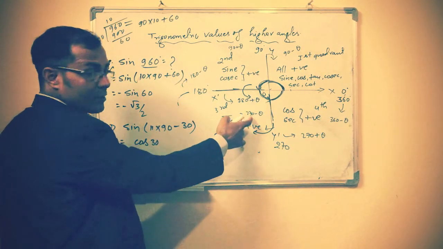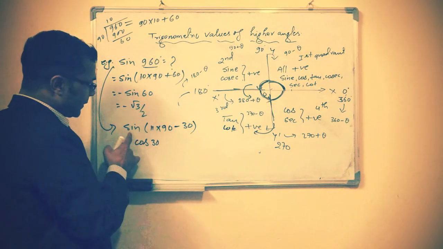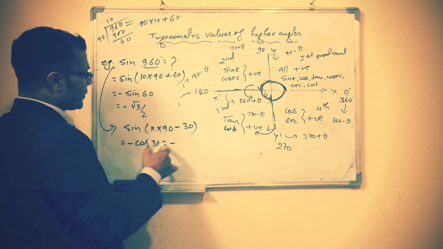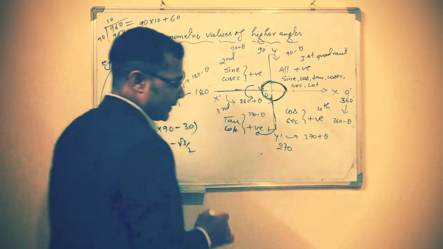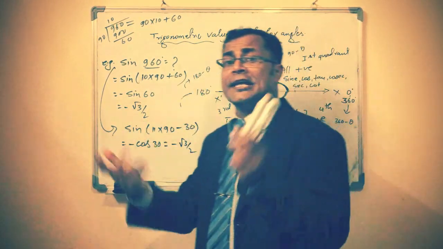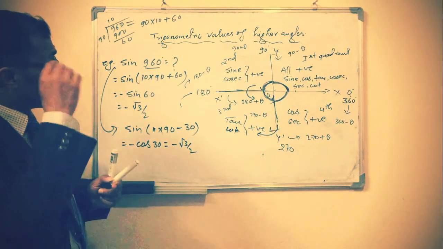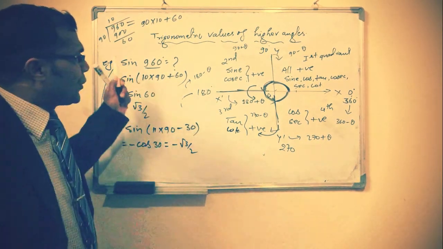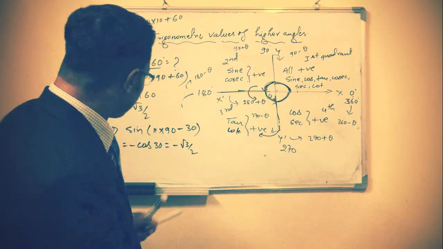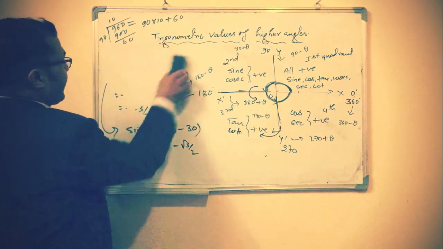11 into 90 means up to this line. Minus 30 means you are coming here again, third quadrant. So it's minus. In the third quadrant, sine is negative. So that is minus cos 30. So this is how you can find any angle, any degree. Hundreds, multiples of 100, thousands, any degree, any angle. No worries. It's very simple. Let me show you one more example finally.